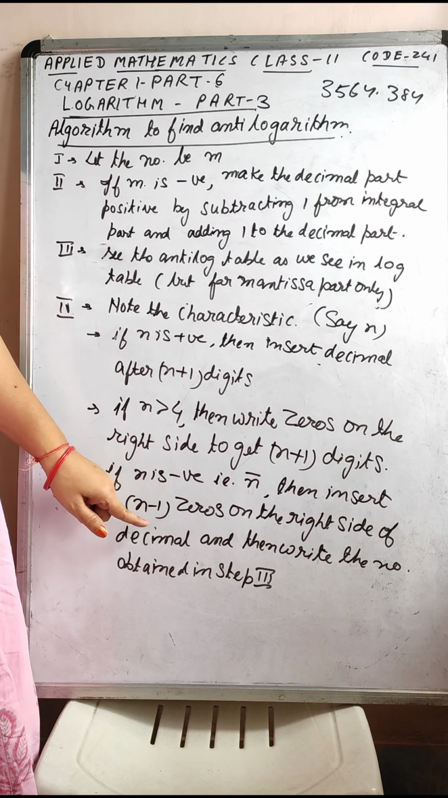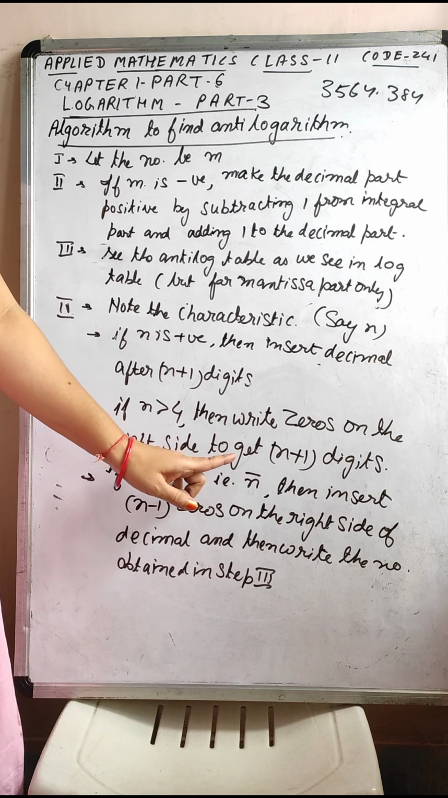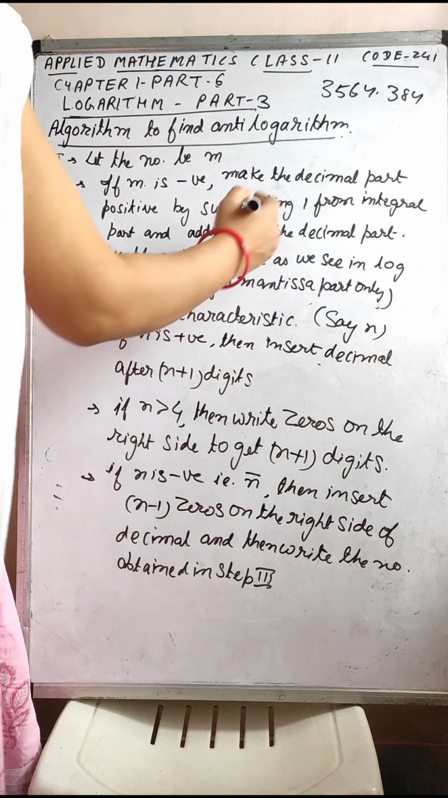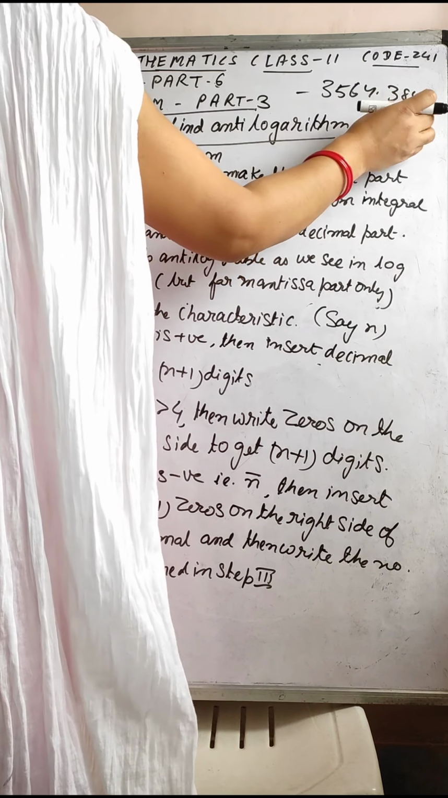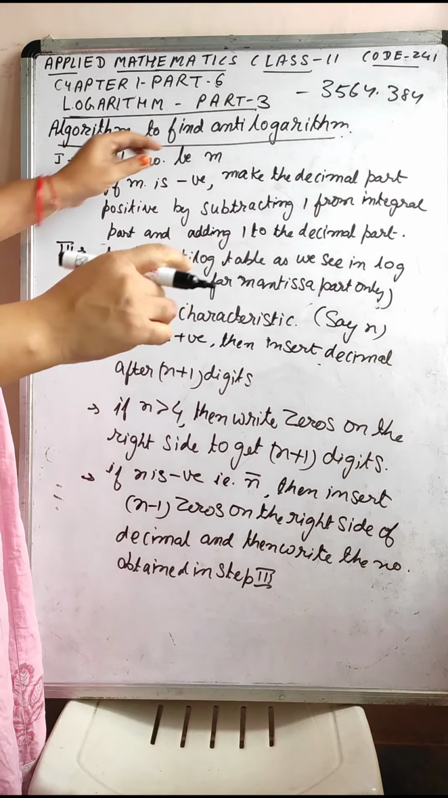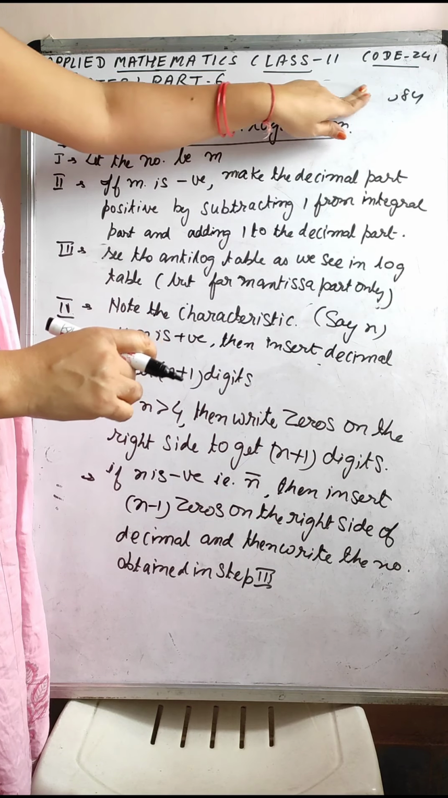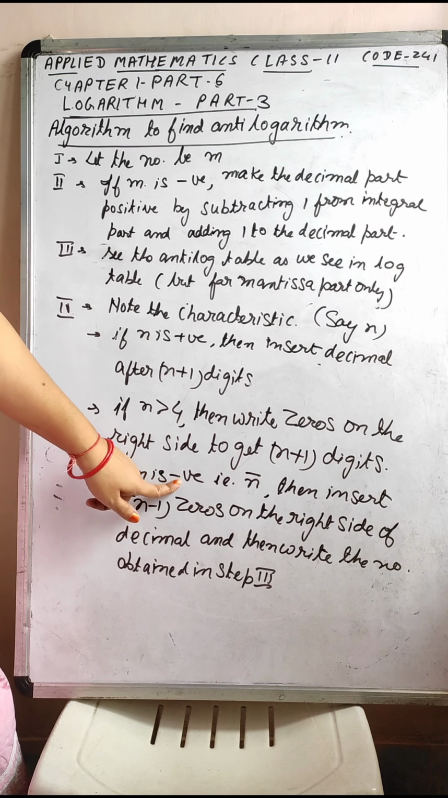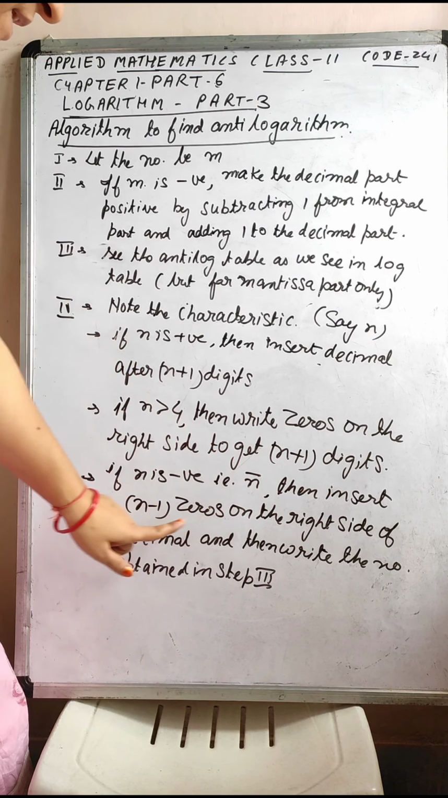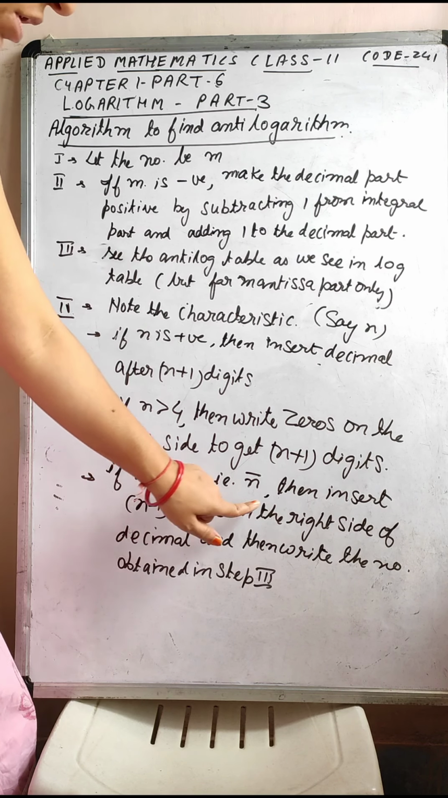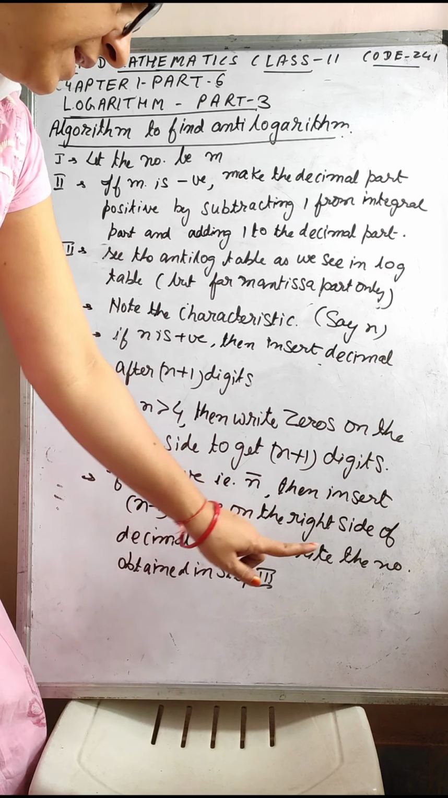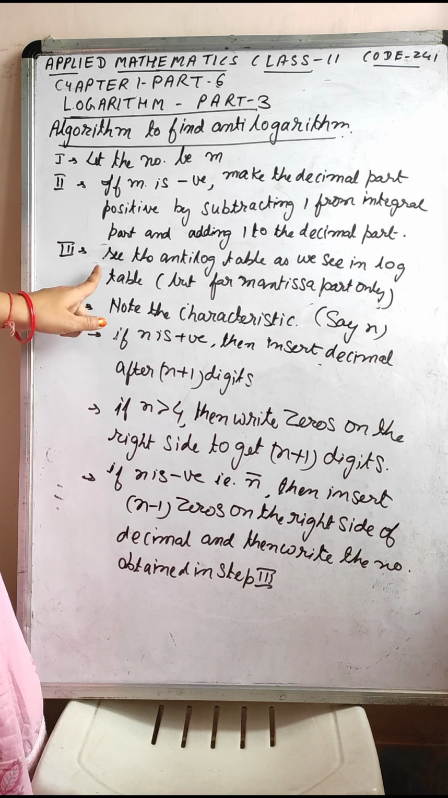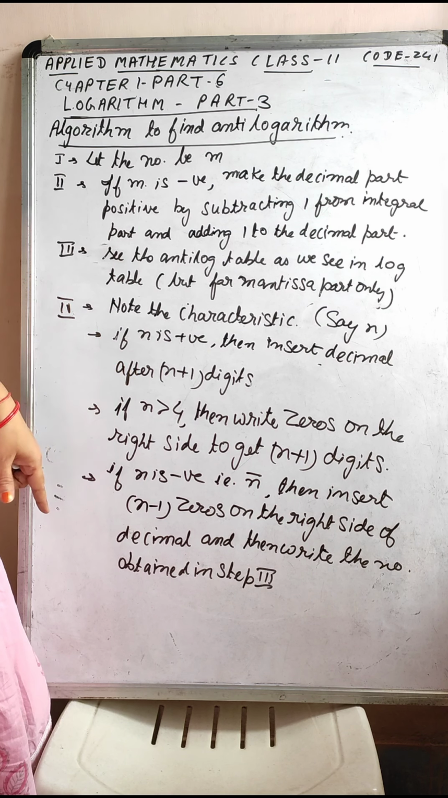Now if n is negative, that is the characteristic is n bar. Keep in mind, the characteristic is n bar. If the number is negative, we will make the decimal part positive by subtracting 1 from the integral part and adding 1 to the decimal part. So if n is negative, that is n bar, then insert n minus 1 zeros on the right side of the decimal, and then write the number obtained in step 3, that is, the number from the anti-logarithm table.